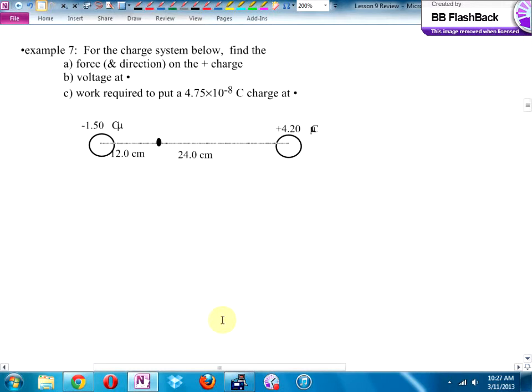For the charge system below, find A, force, magnitude, and direction of the positive charge. B, voltage at that location. C, work required. We're going to add one more. We're going to add an electric field.